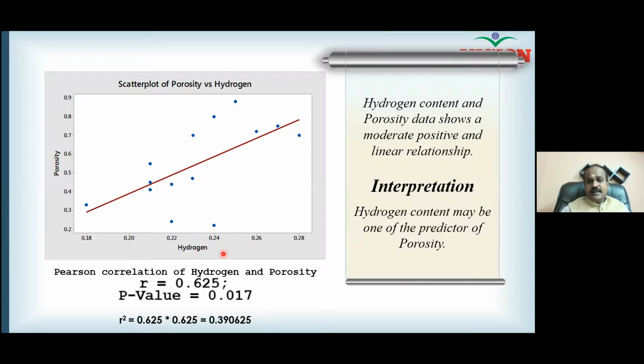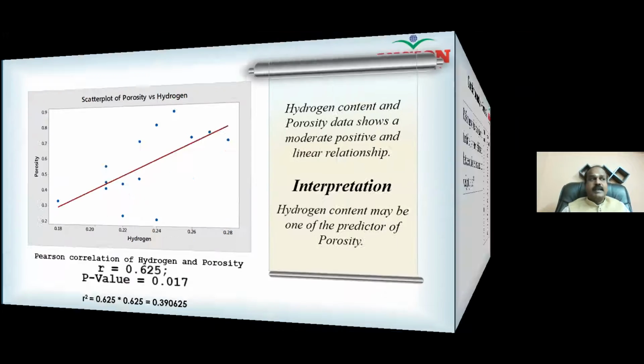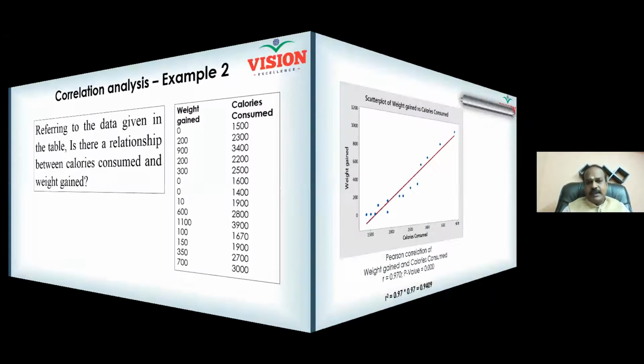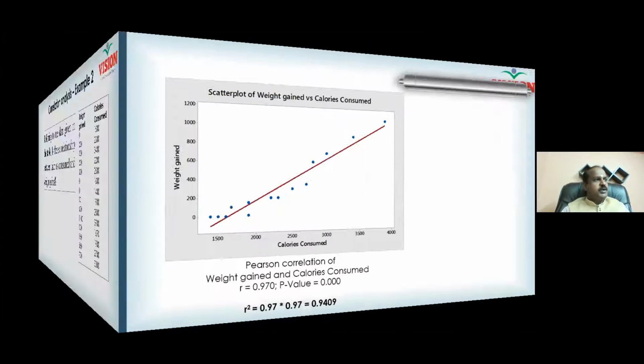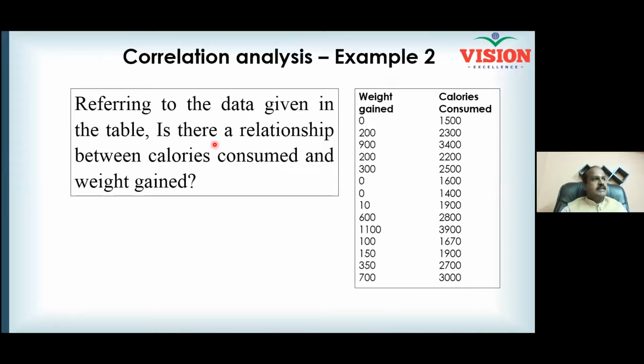Similarly, 39% of the problem of porosity is contributed by the poor hydrogen content. So correct the hydrogen content, 39% of the problem will get solved. But still 61% of the porosity will remain. So you are getting the idea by looking at the correlation. Same way here, there are two data. One is calorie consumption, another one is weight gain. Now tell me which is the Y variable here, weight gain or calorie consumption?